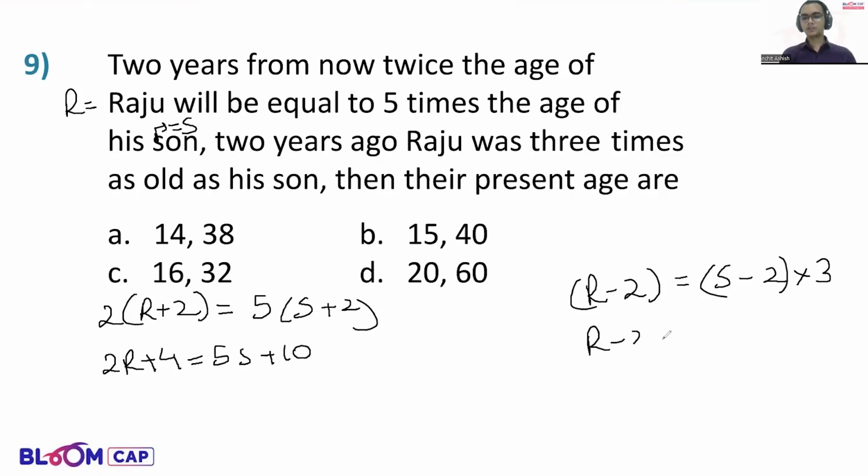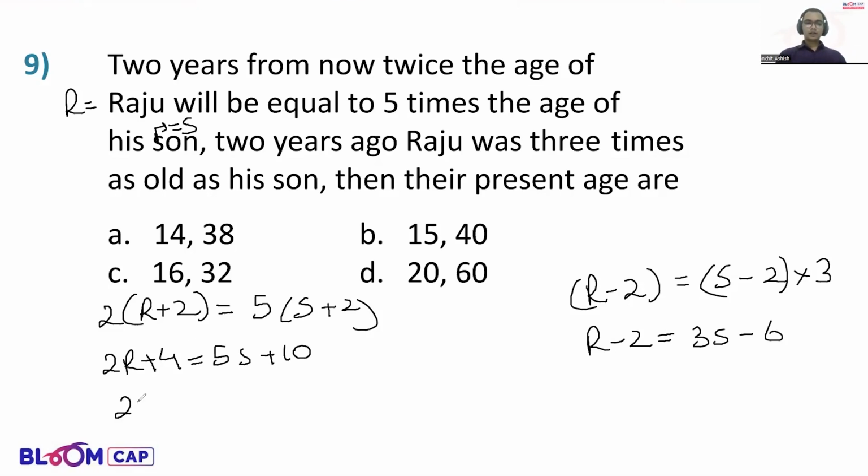And R minus 2 is equal to 3S minus 6. Right? So we simply open the brackets. We multiplied everything with the values outside the brackets. And now we have these two equations with which we have to find out the value of R and S.